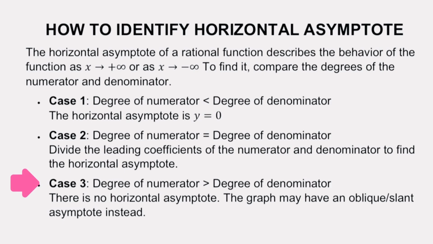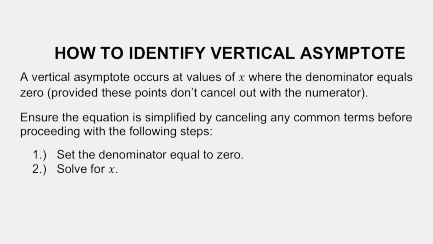Now, how do we find the vertical asymptote of a rational equation? Vertical asymptotes occur at values of x where the denominator equals 0, provided that these points don't cancel out with the numerator. To determine the vertical asymptote, we have to make sure that we simplify the given rational expression by canceling any common terms before proceeding with these steps. So once we cancel out common terms, we set the denominator equal to 0 and solve for x. And this will represent the vertical asymptote.